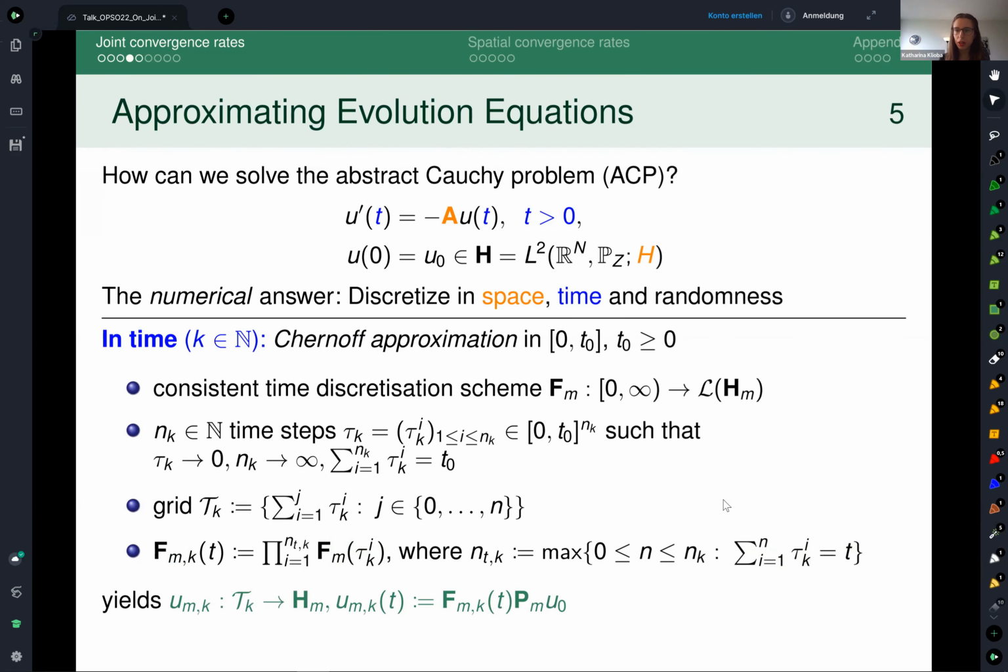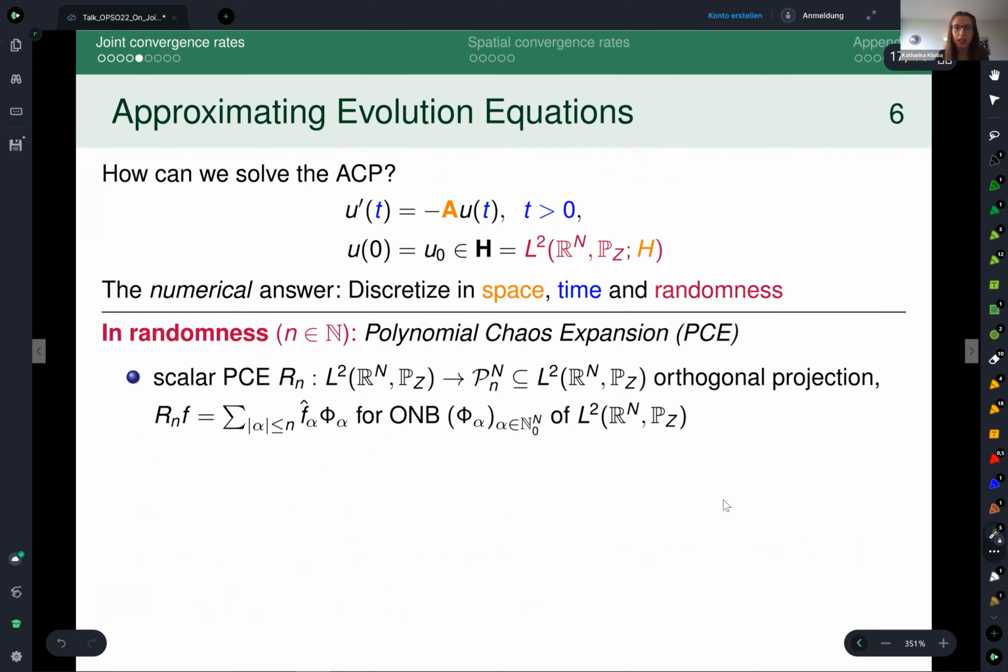And we denote the approximate solution we get by u_m^k, where now we only allow for times in τ_k instead of the whole of [0, ∞). The last step is the polynomial chaos expansion to approximate the randomness. Don't worry if you haven't heard about that yet.